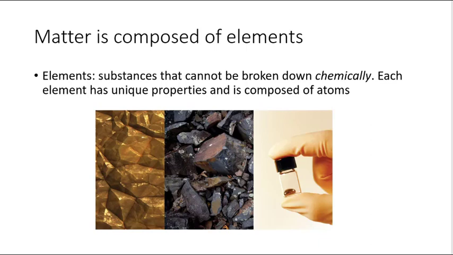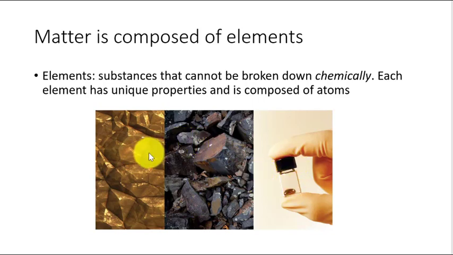We ended last time talking about different forms of matter and how pure substances that cannot be broken down chemically or physically, we call them elements. So an element, again, is just any substance that cannot be broken down chemically. And each element has unique properties that are associated with that element. Like, for example, this is gold right here, and gold has unique properties of being a metal, certain melting point. This is iron, right? This is mercury, right?